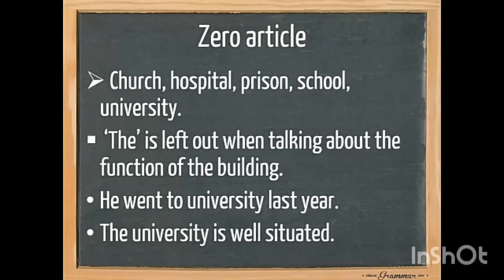Next, we don't use any article before the words church, hospital, prison, school, university. The is left out when talking about the function of the building. Take the example, he went to university last year. Here we have dropped the article. Next, the university is well situated. In the second example, we are talking about a particular, or we can say a specific, university.